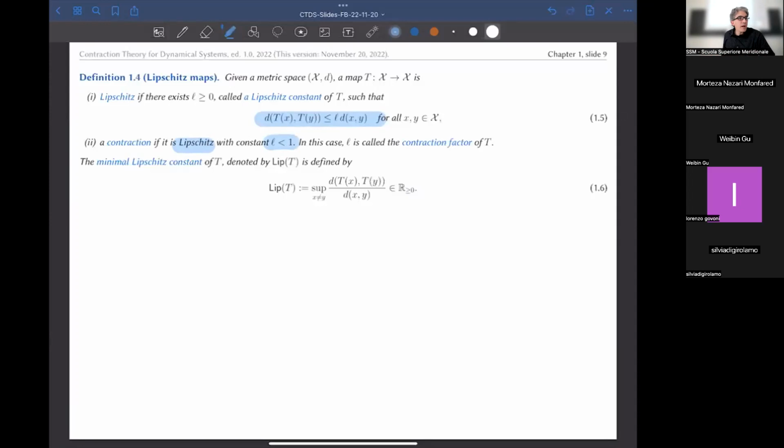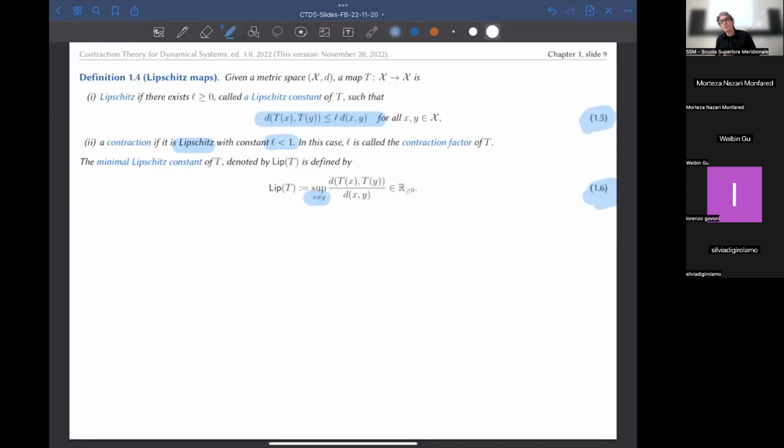Now, moreover, I can also look at the smallest of such L's. The infimum over such L's that satisfy equation 1.5. And that's the same as the supremum in equation 1.6, which is the supremum of the pairwise ratios d(Tx, Ty), the distance between Tx and Ty, divided by the distance between x and y. And of course, you don't want to divide by 0, otherwise you're in for a surprise. And that's the Lipschitz constant.